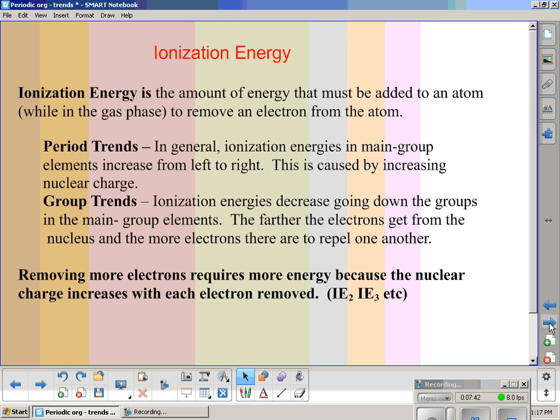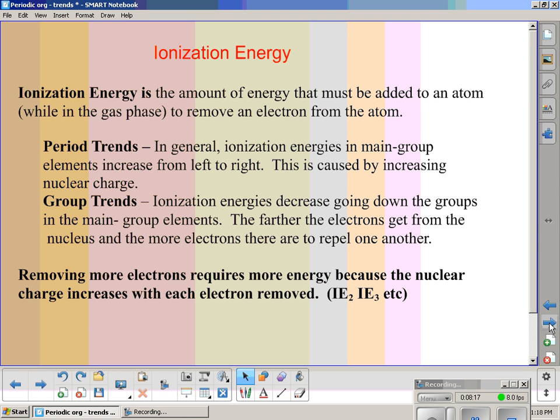Okay, period trends. In general, ionization energies in main group elements will increase from left to right. And that's caused, again, by adding more protons, nuclear charge increase. Group trends, as you go down main group elements, the electrons get farther from the nucleus and more electrons are there to repel one another, so we have a decrease in the amount of energy it takes to remove an electron, because the farther they are from the nucleus, it's like two magnets. The farther apart they get, the less pull they have on one another.